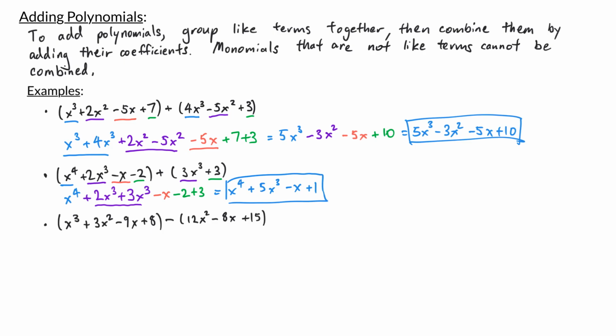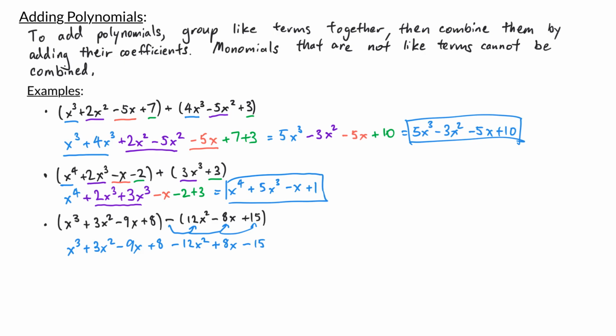In our next example, we have x cubed plus 3x squared minus 9x plus 8 minus the polynomial 12x squared minus 8x plus 15. So here we're subtracting two polynomials. But what we're going to do is rewrite this a little bit. Just like in arithmetic, if you have a negative sign in front of a parentheses, what you can do is bring the negative sign in to each of the terms. So I'm going to rewrite this as x cubed plus 3x squared minus 9x plus 8 minus 12x squared. When I bring the negative sign into the negative 8x, this becomes a positive 8x, and then minus 15.